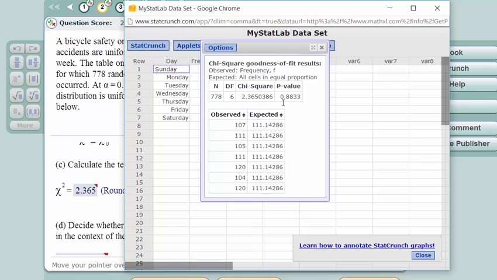The p-value of 0.883 is much greater than our level of significance, 0.01. Therefore, we have to say we are going to fail to reject the null hypothesis. And we can confirm that by looking at the test statistic, 2.365, and that's the value that my stat lab has as well, so it checks out.